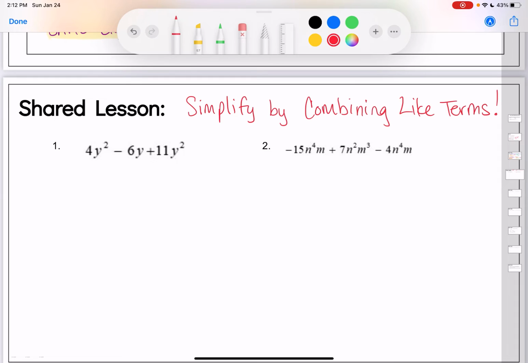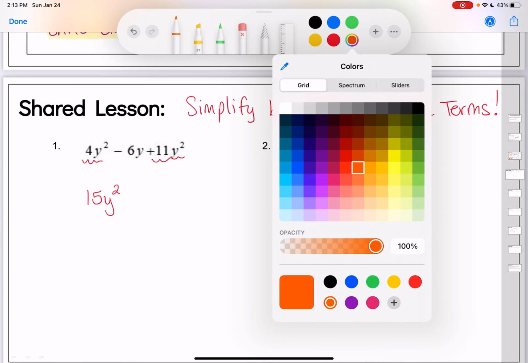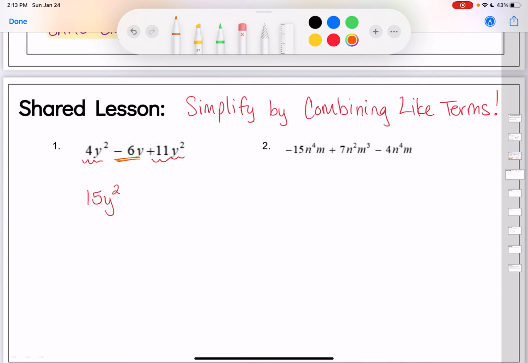So if I look at number 1 here, if I'm looking for my like terms, I would see, okay, there's a 4y squared and an 11y squared. I'm going to combine those. And remember from our warm-up, the y squared doesn't change. 4 bananas plus 11 bananas is 15 bananas, so 15y squared. This negative 6y is a different kind of term. It doesn't have the same exponent, so it cannot get combined. It's just going to stay as negative 6y.